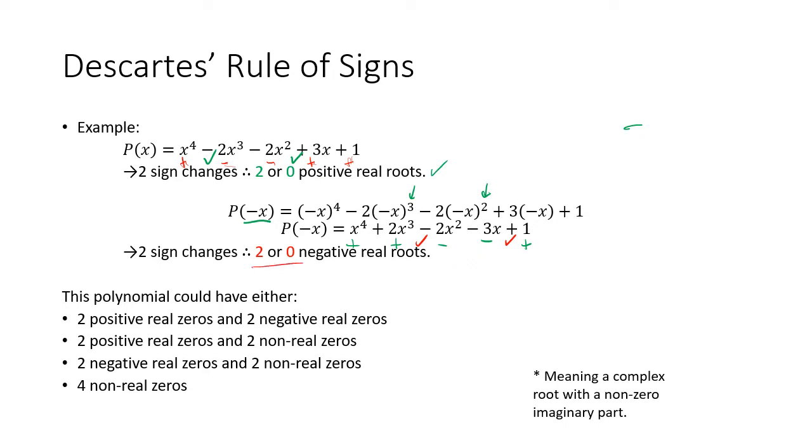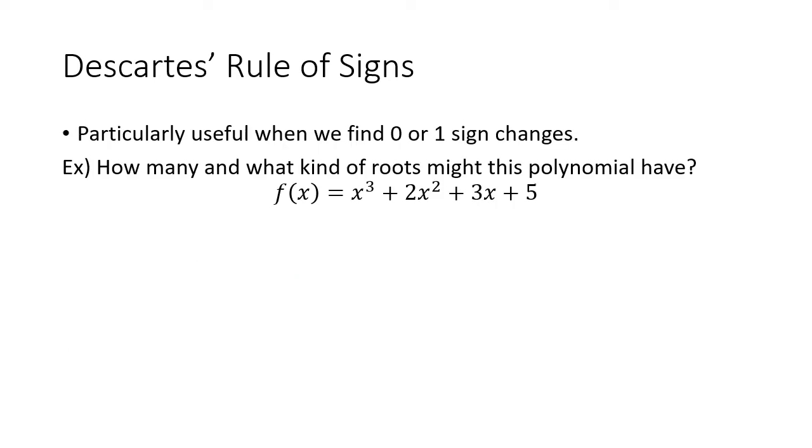Putting that all together, what it tells us is that we could have 2 positive and 2 negative. We could have 2 positive real zeros and 2 non-real zeros, so like complex zeros. We could have 2 negative and 2 non-real, or we could have all 4 complex, because we'd have 0 positive and 0 negative. They'd all be non-real. That might not seem super useful, but it can be useful.